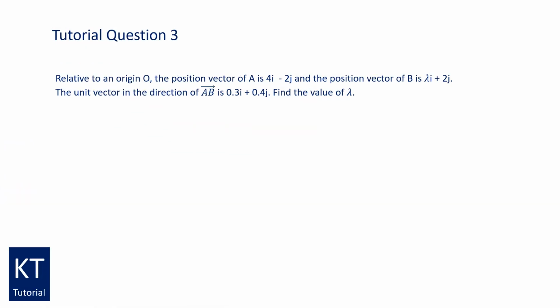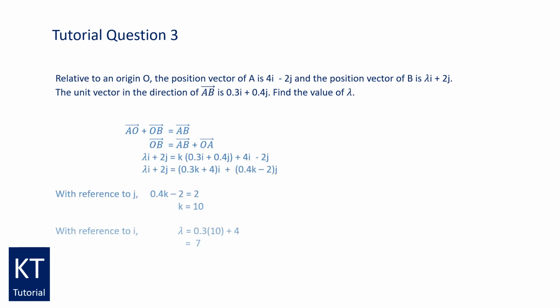Tutorial question 3. Relative to an origin O, the position vector of A is 4i minus 2j, and the position vector of B is lambda i plus 2j. The unit vector in the direction of vector AB is 0.3i plus 0.4j. Find the value of lambda. By expanding on AB, we should be able to form an equation consisting of its i's and j's. With reference to j, k can be solved as being equal to 10. Separately, with reference to its i's, lambda will solve to being 7.